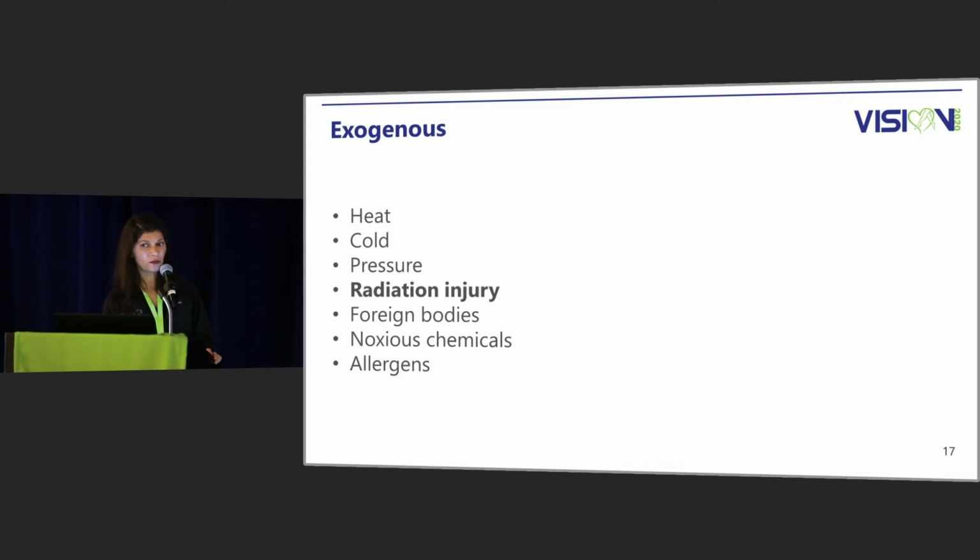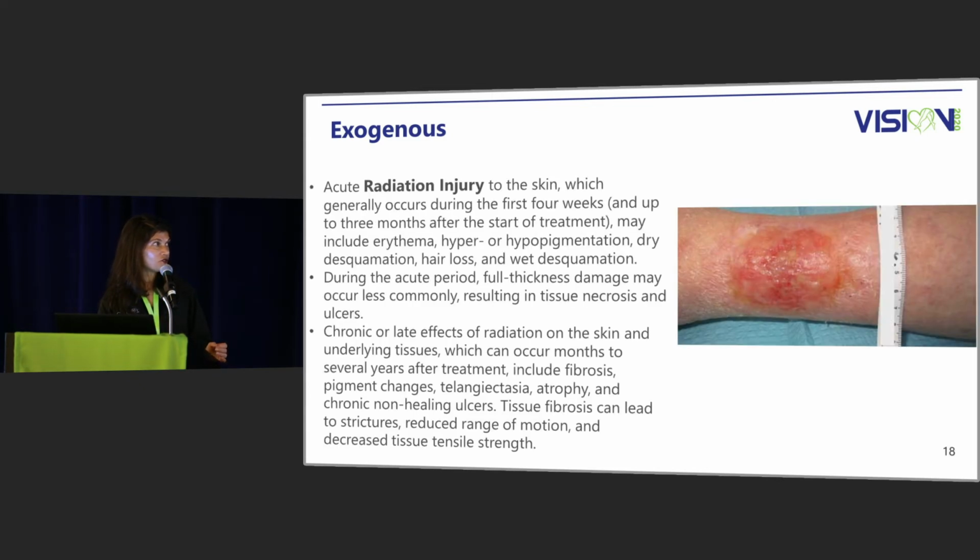Exogenous forms of lower extremity ulcers include heat, cold, pressure, radiation, foreign bodies, noxious chemicals, and allergens. Radiation injury is one I chose to present here. This can happen anywhere from 4 weeks to 3 months after radiation exposure.